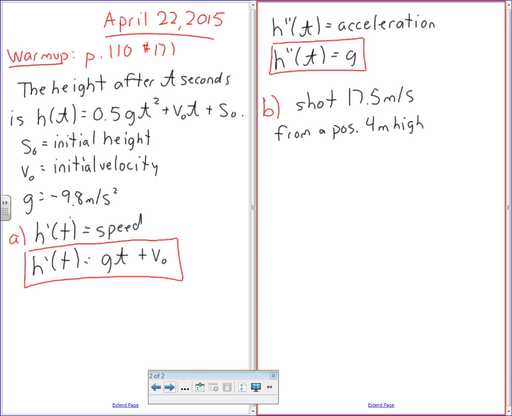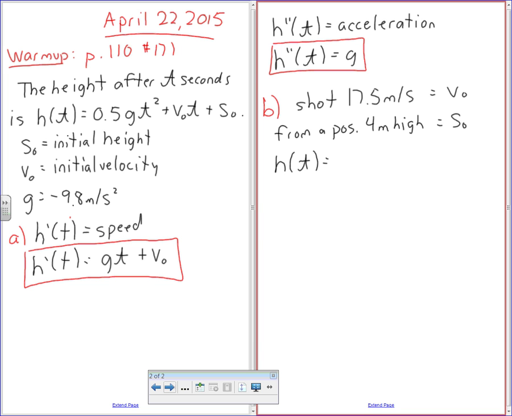Okay, what information do we have for that? If it says shot at 17.5 meters per second, go ahead. Yes, so this is going to be v naught, and this is going to be s naught. So what we're going to say is, they want the equation for position. So what would h of t equal then, please?